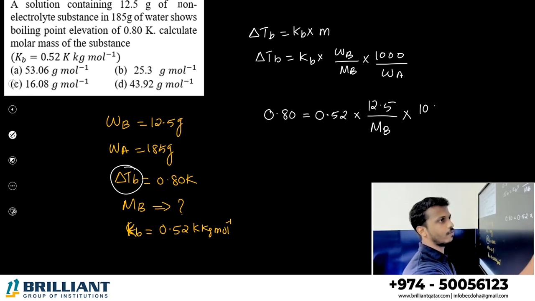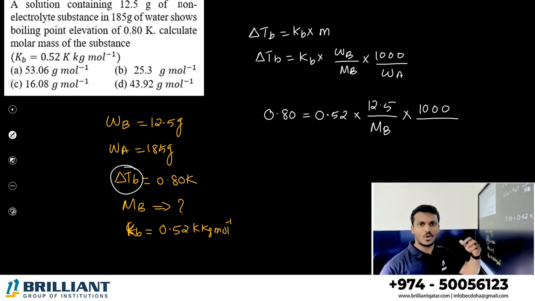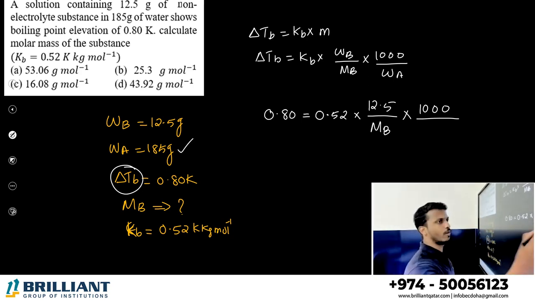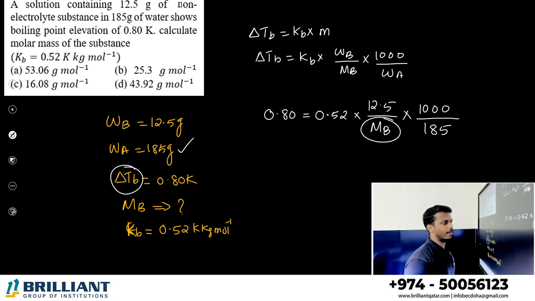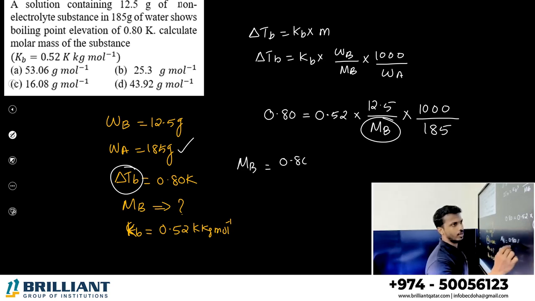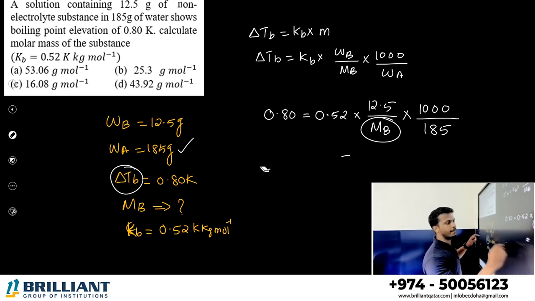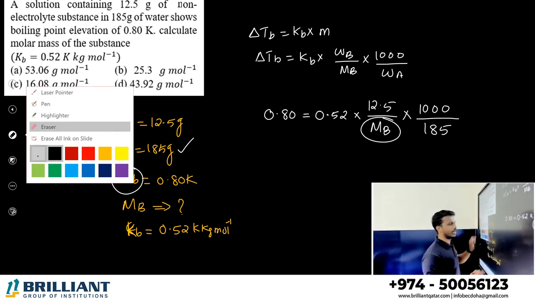1000 divided by weight of solvent, right? If weight of solvent is already given in kilogram, you don't need to multiply by 1000. If weight of solvent is given in gram, you have to multiply by 1000. So 185. We have to calculate the MB value. So MB is equal to 0.80 into 185, right? MB we need to calculate, so we can take it to the left.